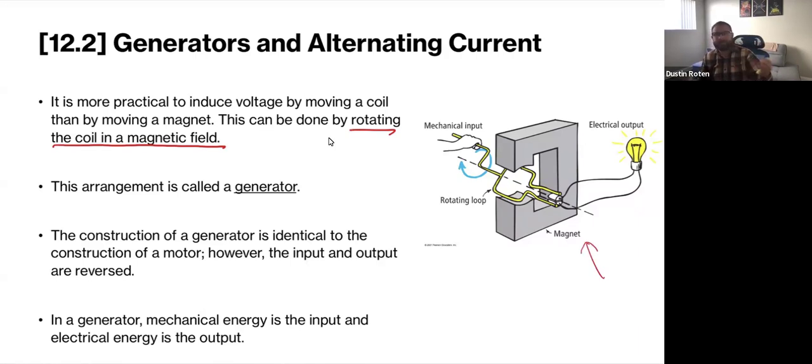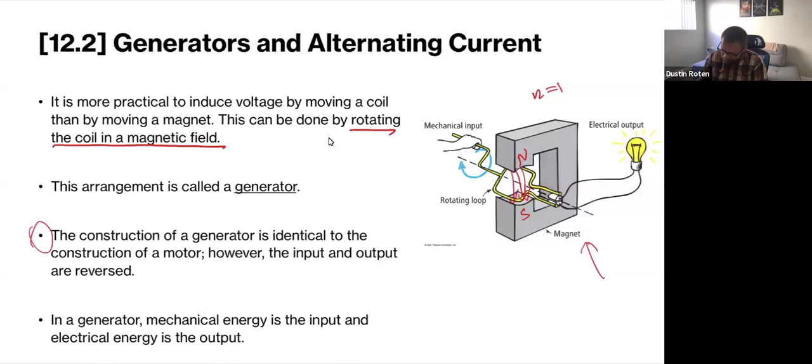The construction of a generator is the same thing as constructing an electric motor. It's just the input is reversed. You're literally running an electric motor backwards, but they're the same thing. It's just that in a generator, mechanical energy is the input and electrical energy is the output. So it's just backwards. You can see here we've got, I don't know which one's which, but I'm going to assume this is North and South Pole. So we have a magnetic field in here. Looks like we just have one coil, so N would equal 1 here.